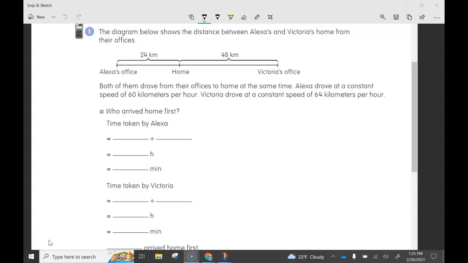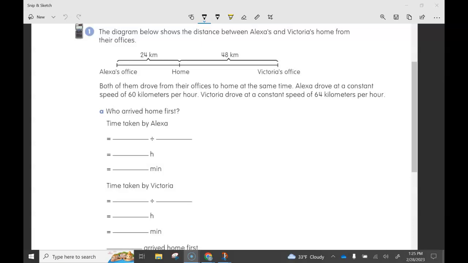So page 285, we're going to practice drawing and using diagrams to solve constant speed problems involving two objects or persons moving towards the same endpoint. We can see what that says right at the top of page 285. A couple things that we know: the diagram below shows the distance between Alexa's and Victoria's home from their offices. So we can see Alexa's office is 24 kilometers. Victoria's office is 48 kilometers. That'll be something that we'll need to refer back to.